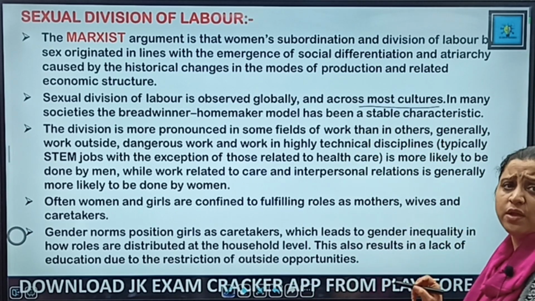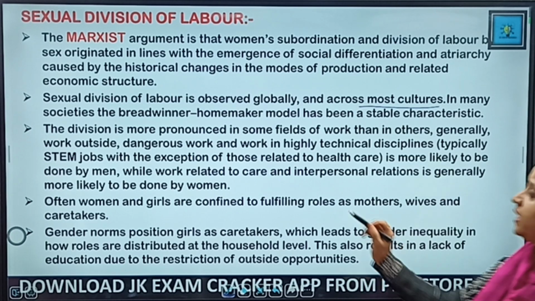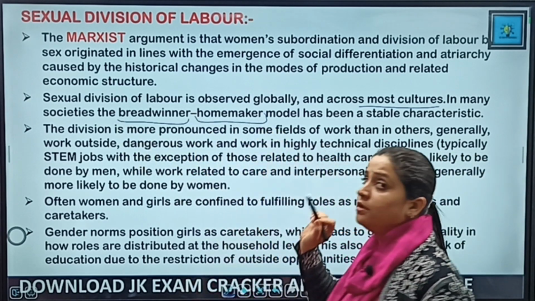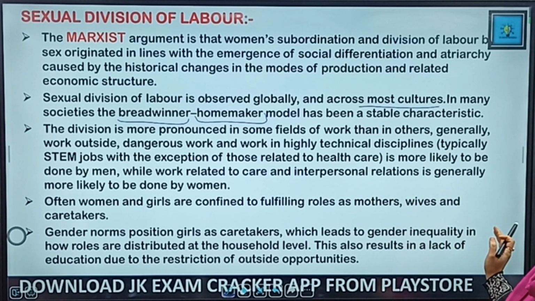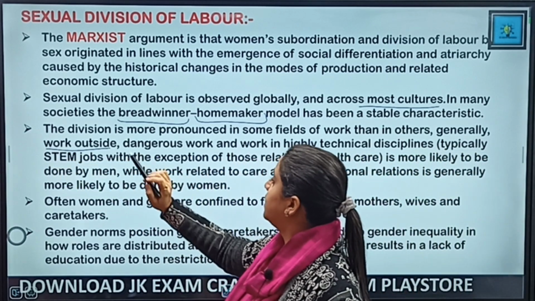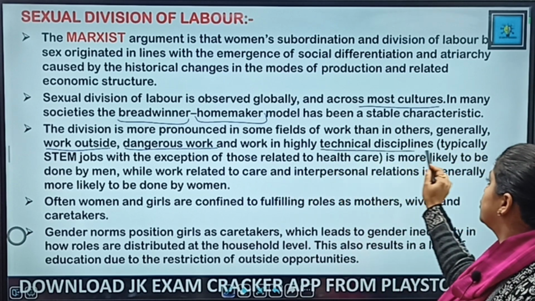It is everywhere we see that the division of roles is on the basis of gender lines. Like breadwinner, men को कहा जाता है and homemaker कौन है? Women होती हैं. Division is more pronounced in some fields, generally like घर के बाहर जाकर काम करना, डेंजरस काम जो होते हैं, या फिर हाईली टेक्निकल जो काम होते हैं.